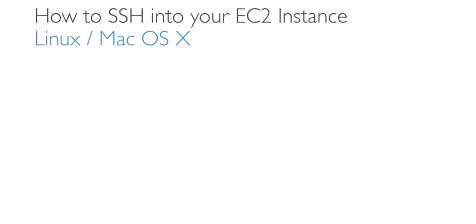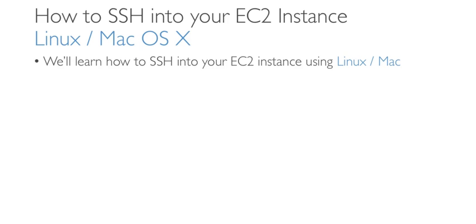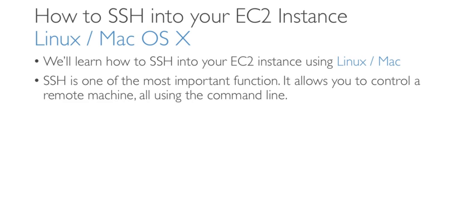Alright, so now we're going to SSH into our EC2 instance using our Linux or our Mac computer. And you may say, what the hell is SSH? What are you talking about, Stefan? Well, SSH is one of the most important functions when you deal with Amazon Cloud. It basically allows you to control a remote machine or server all using your terminal or your command line.